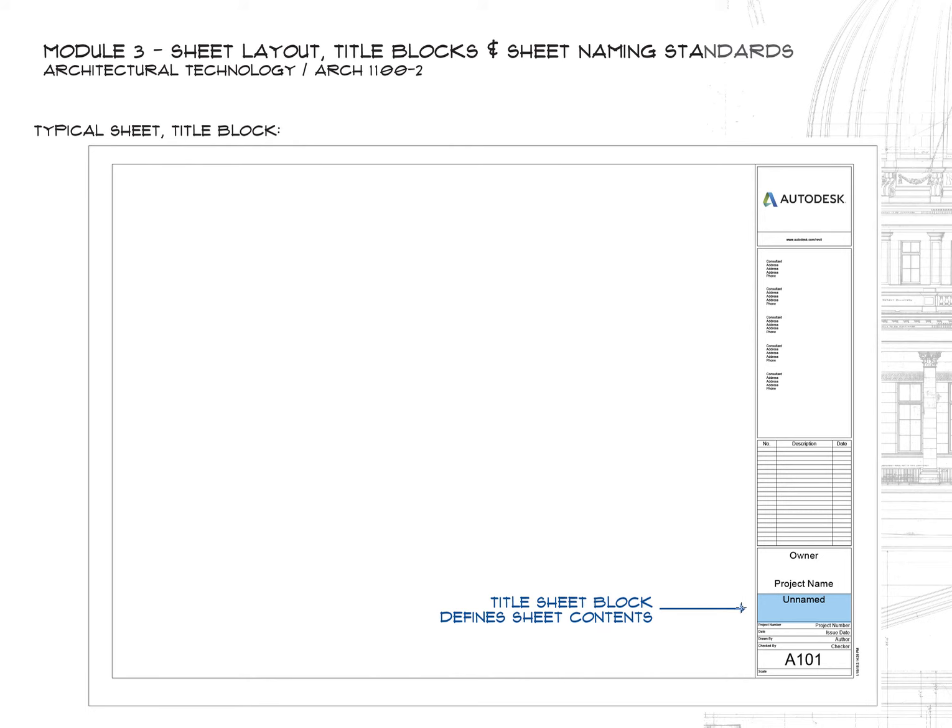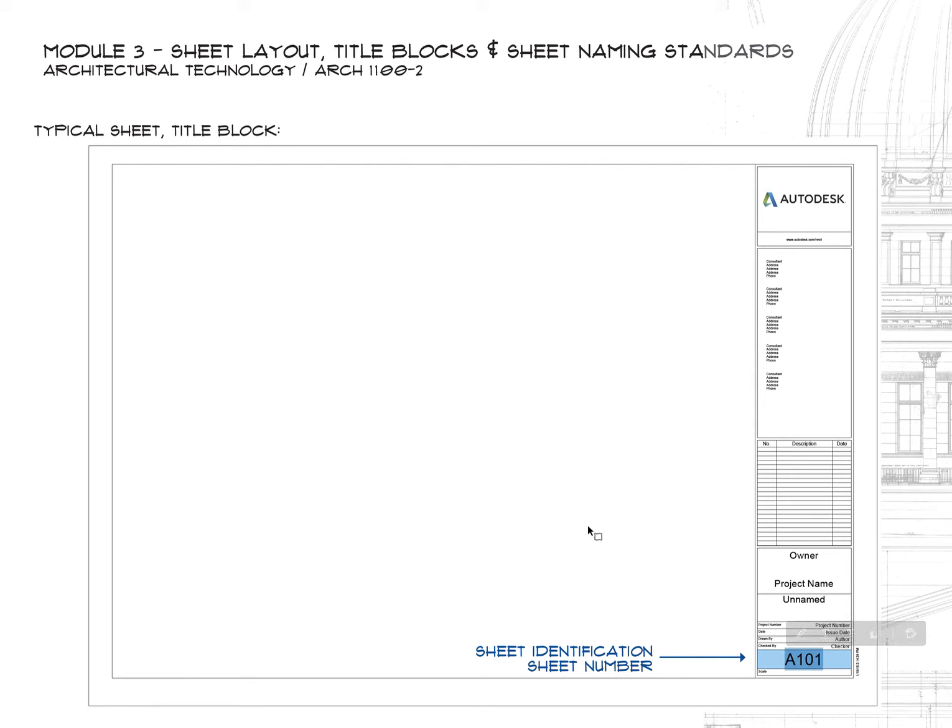Now, the title sheet block, this defines the sheet contents. So this would be if it was a plan, elevation, section, details, so what is actually on the sheet. Sometimes you might even see that this varies, but again, if we're going with National CAD standards, typically this wouldn't vary. Now in just a few minutes, we're going to hop into the different sheet types. So we'll get more into the sheet contents as well as this portion right here, the sheet identification and sheet number. We'll get into that as well here in just a moment.